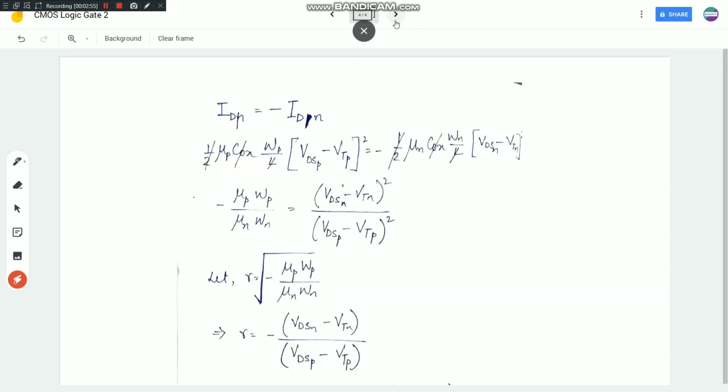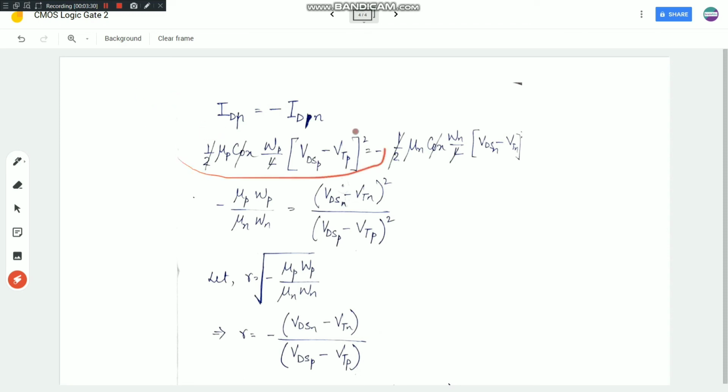Now let's go to the main thing. During the saturation region, the same current flows through the PMOS and the NMOS. Obviously we put a minus sign because the directions are reversed: holes flow in the direction of the current, whereas electrons flow opposite to the direction of the current. So this minus sign appears because of the reverse direction of the electrons relative to the current flow, and holes flowing in the same direction as the current flow.